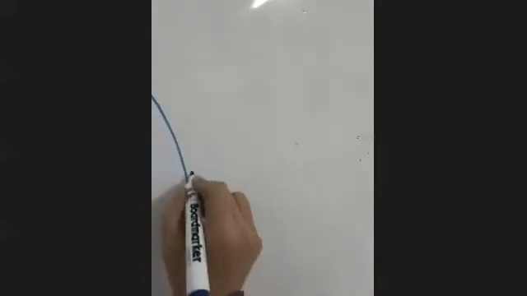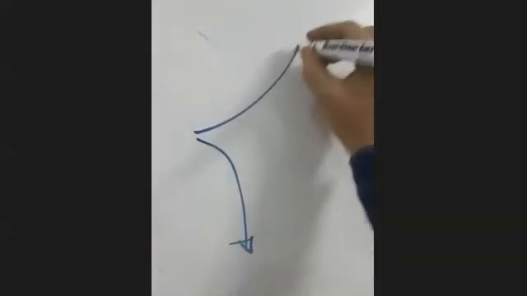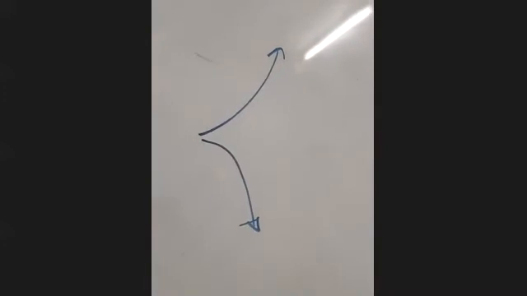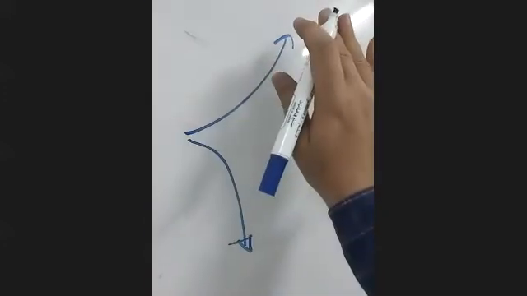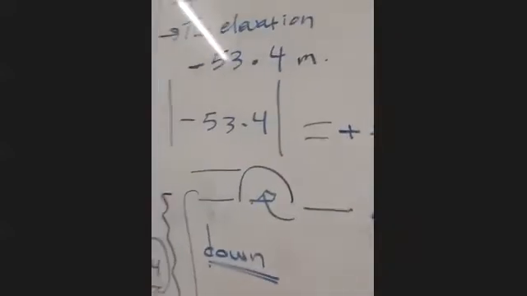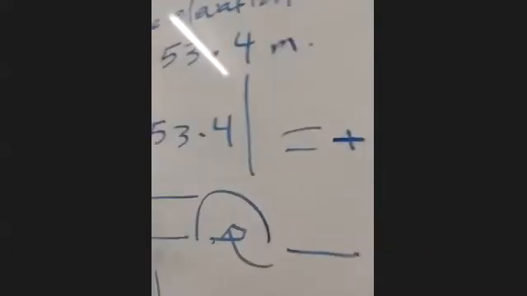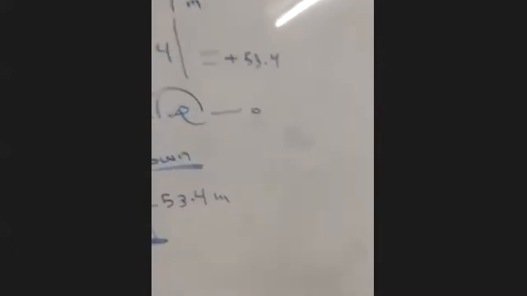Excellent. Descended, guys. We have two words, descend and ascend. Descend means he goes down. Ascend means he goes up. Down, descend means negative. Ascend means positive, okay? So the absolute value of negative 53.4 is positive 53.4. Let's go to the check down, read the account.